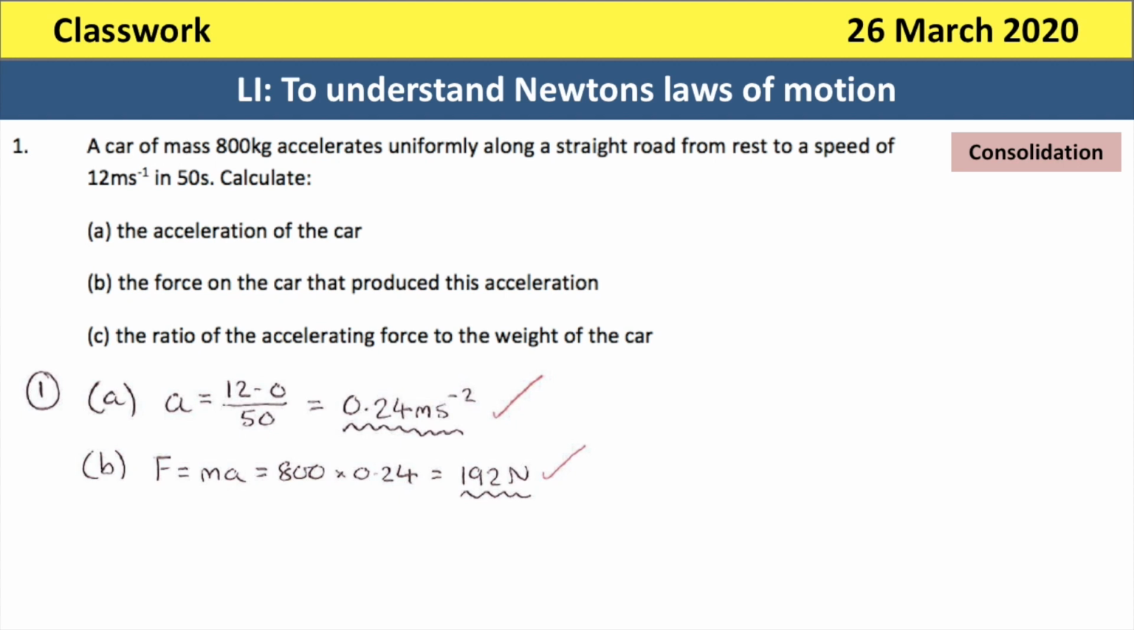And then part C says calculate the ratio of the accelerating force to the weight of the car. By that, it essentially wants us to work out the weight of the car, and for a ratio, we'll do one of them divided by the other one. So the weight, we do mass times gravitational field strength, which gives a weight of 7,848 newtons. And then to work out the ratio of the force to the weight of the car, we divide the force by the weight to give an answer of 0.024.